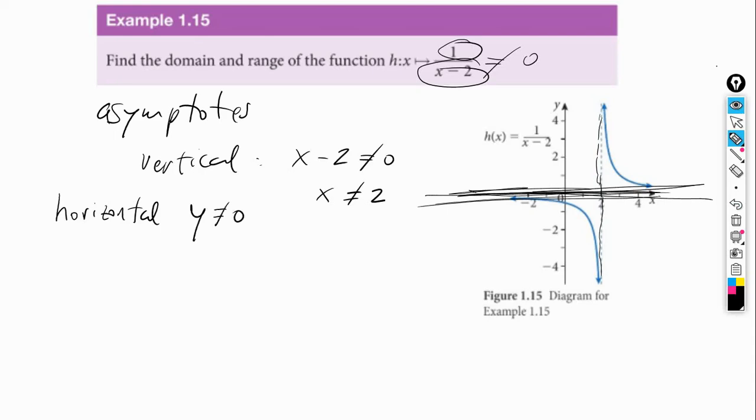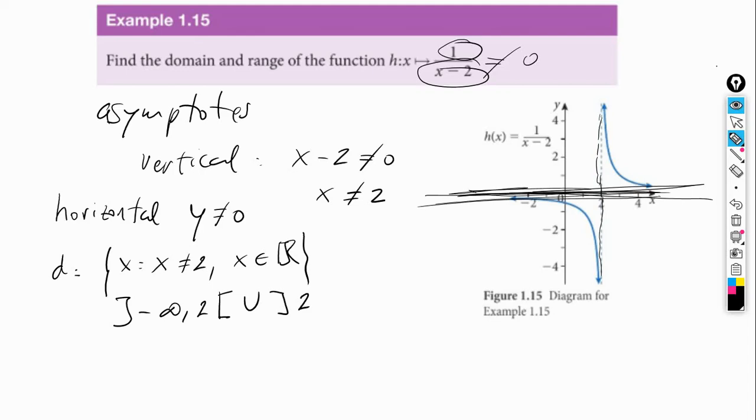So with this information, we're ready to write the domain and range. So the domain, which is always in terms of x, says in set builder notation, x is such that x is not equal to 2, x is real. Now we can do this backwards as well. We could write x is real and x is not equal to 2. In interval notation, we would say, well, from negative infinity to 2, not including 2, union 2, also not included, to infinity.